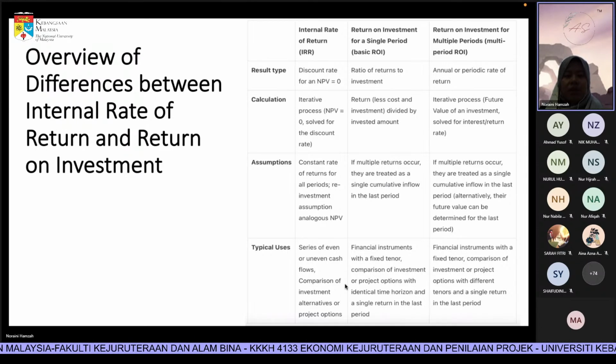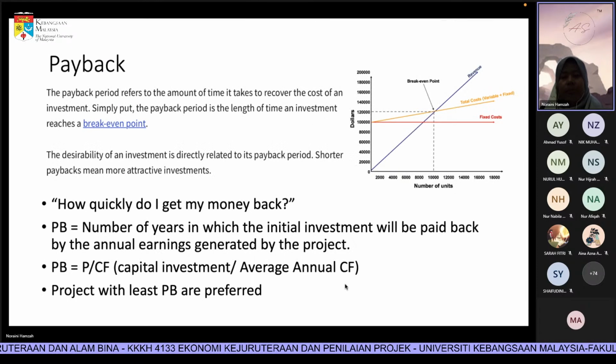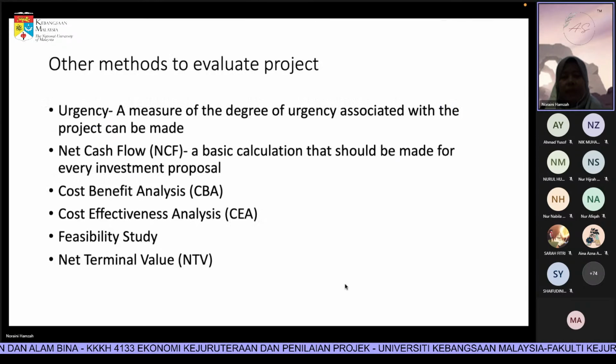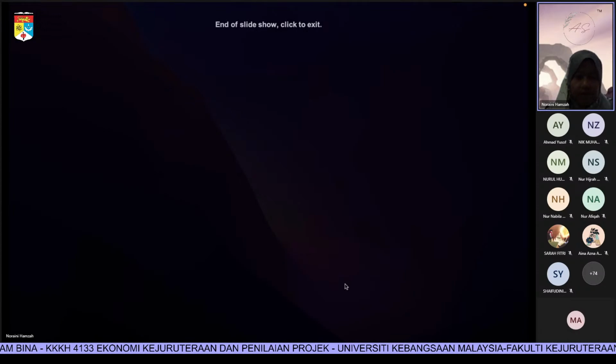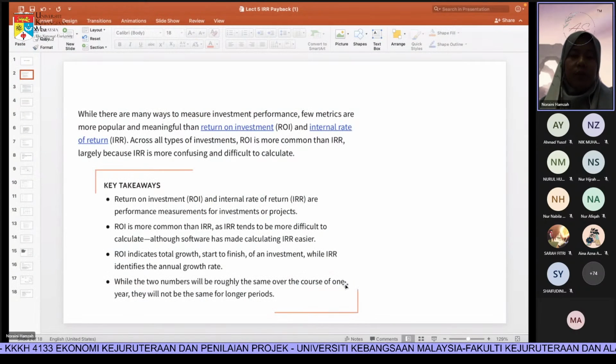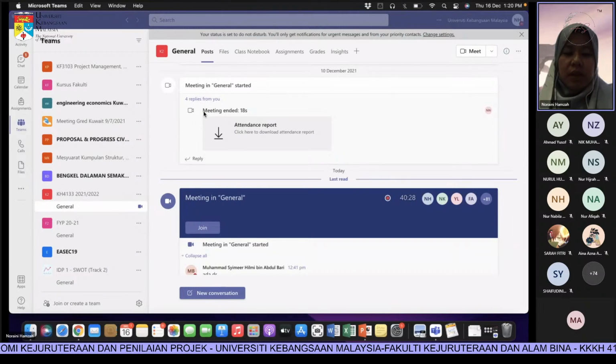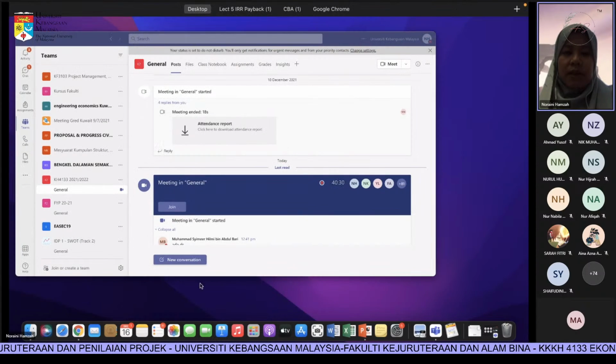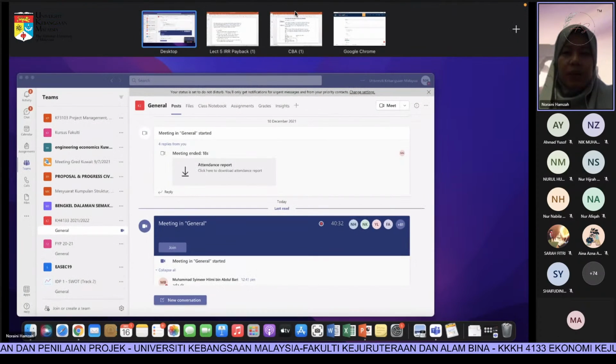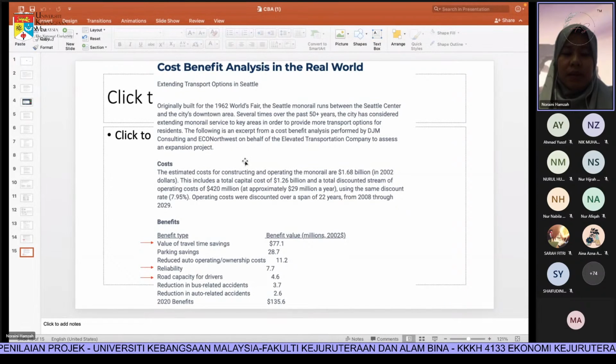Okay, so ini adalah the differences between IRR, ROI multiple period dan single period. Ini kita hari tu. Alright. So kita end untuk the first part, which is IRR dan juga ROI. The next one will be the CBA.